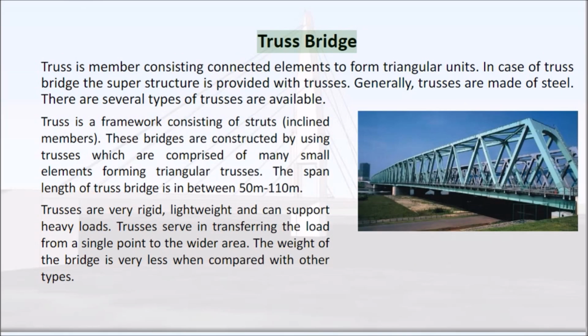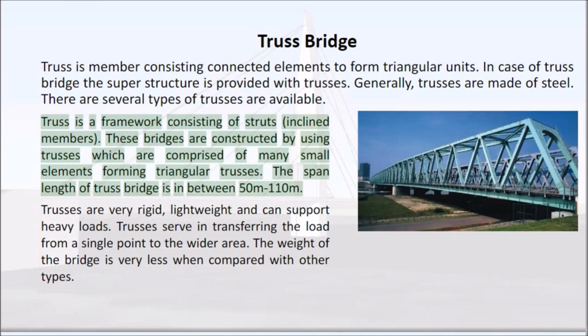Truss bridge: a truss is a member consisting of connected elements to form triangular units. In case of a truss bridge, the superstructure is provided with trusses. Generally, trusses are made of steel. There are several types of trusses available. A truss is a framework consisting of struts, inclined members. These bridges are constructed using trusses which are comprised of many small elements forming triangular units.